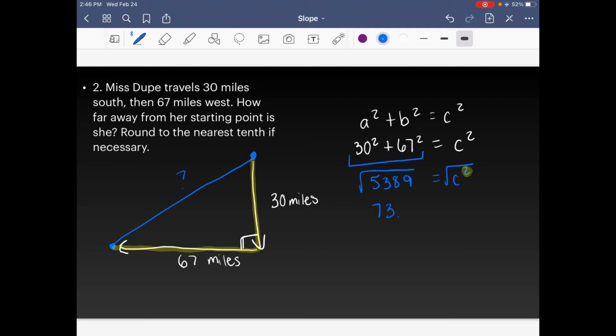73.40. So again, since we're rounding to the nearest tenth, the 4 gets to stay the same since the number after was 0, equals C. Then lastly, we need to write down our unit with our number that we found, and our unit is in miles in the problem, so it's going to be 73.4 miles. So my distance is 73.4 miles.